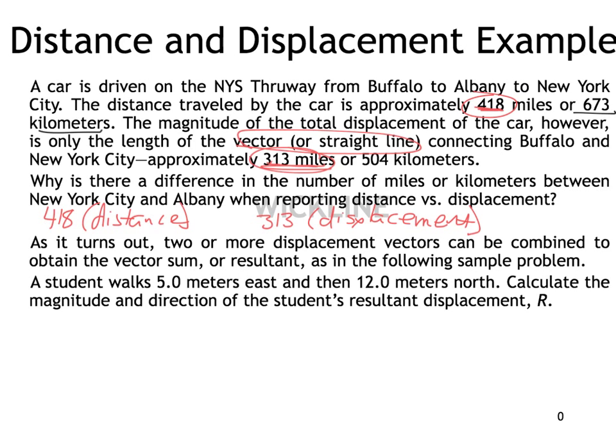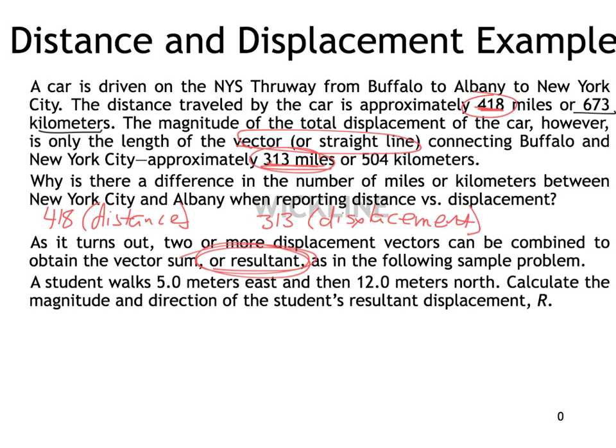So what you can do, this is an extra extension here. As it turns out, you can take two or more displacement vectors and you can combine them to obtain the vector sum. We would call that actually a resultant. So I think this is the first time you're seeing that word, but we call that a resultant when it's the vector sum. So in this problem, the student is going to walk 5 meters east and then 12 meters north, and we'll just calculate the magnitude and the direction of the resultant displacement.